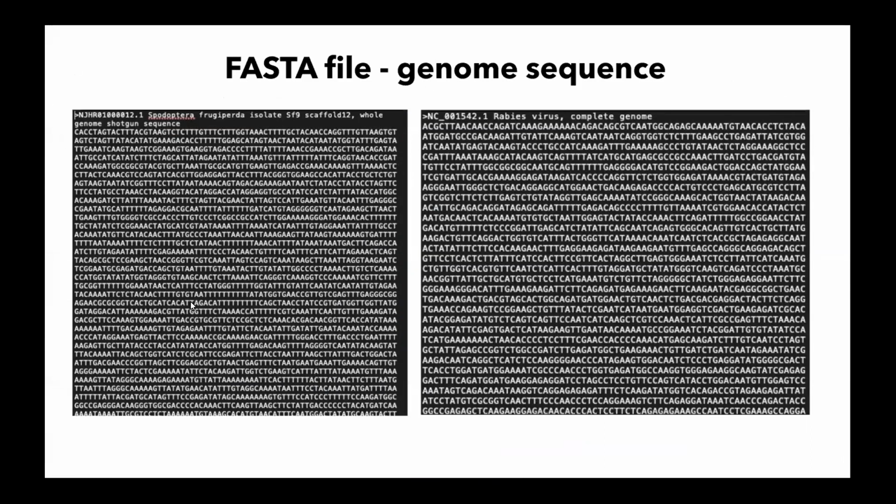So this is the genome of Spodoptera frugiperda, where you can see that this is the genome shotgun sequence. So it's an assembly of the full genome, and it looks something like this. This is a virus right here, and the complete genome of this rabies virus looks something like this. So just a continuous sequence of letters.